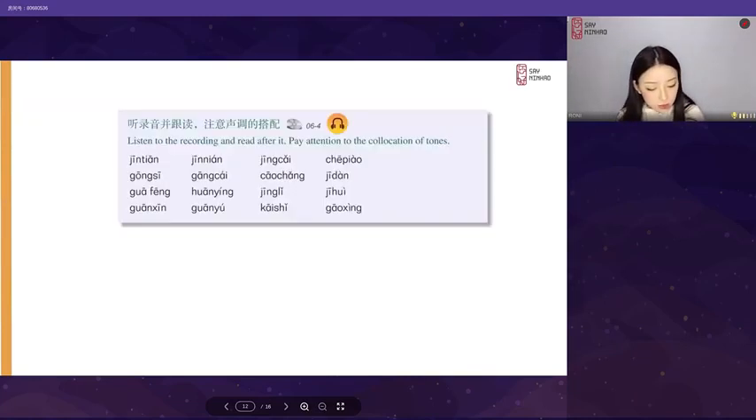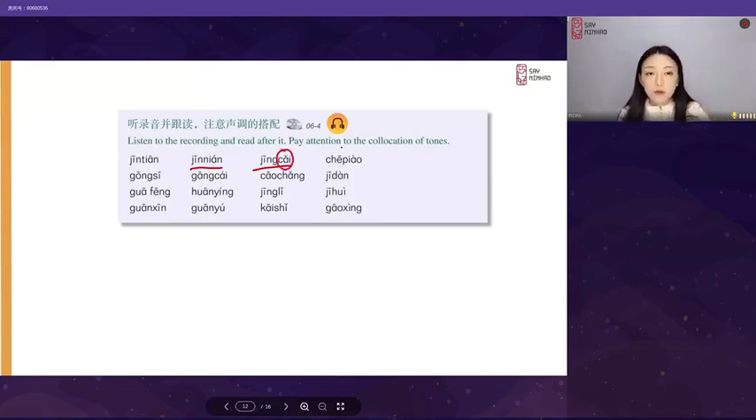Now let's move on to next part. Let's practice. Read after me, okay? Don't pay too much attention on the meaning of it. We are just using these pronunciations, these pinyins to practice, okay? So first one, 今天, 今年, 精彩. Pay attention to it.